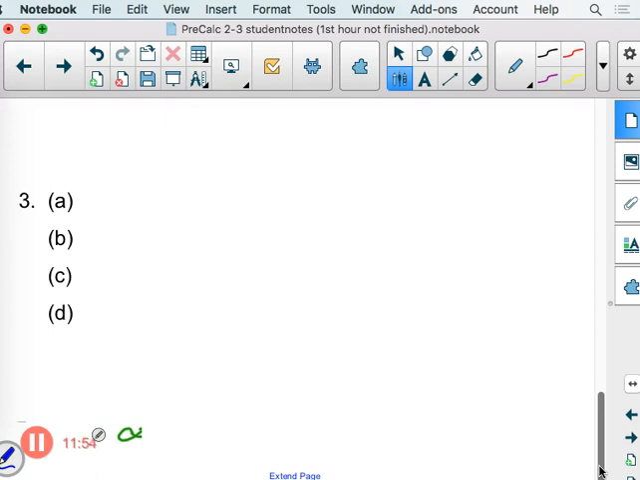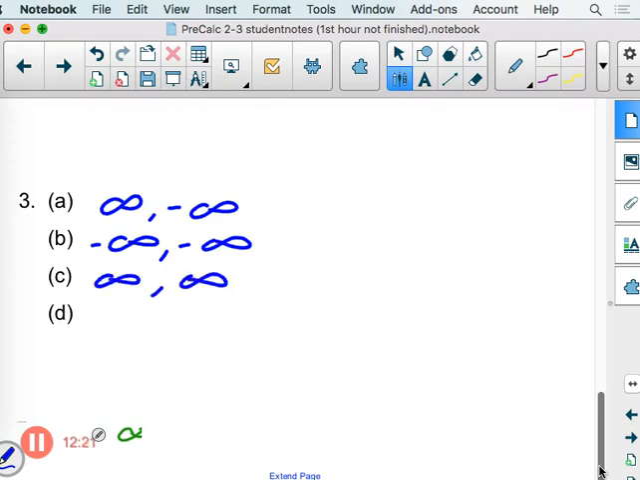Got them? So what'd you have for 3a? Infinity and then negative infinity. 3b. Negative and negative. C. Positive. And D. Negative and positive.